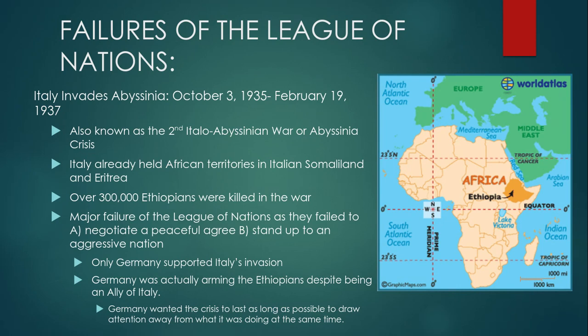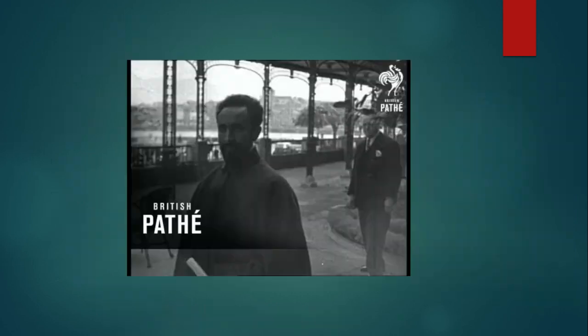And this is seen as a major failure of the League of Nations, as they failed to A, negotiate a peaceful agreement, and B, stand up to an aggressive nation. Only Germany supported Italy's invasion. Armed Ethiopians drew attention away from what Hitler was doing. So Germany kind of liked this. Germany was actually arming the Ethiopians as well, despite being an ally of Italy. But the longer the crisis lasted, the more attention was drawn away from it.